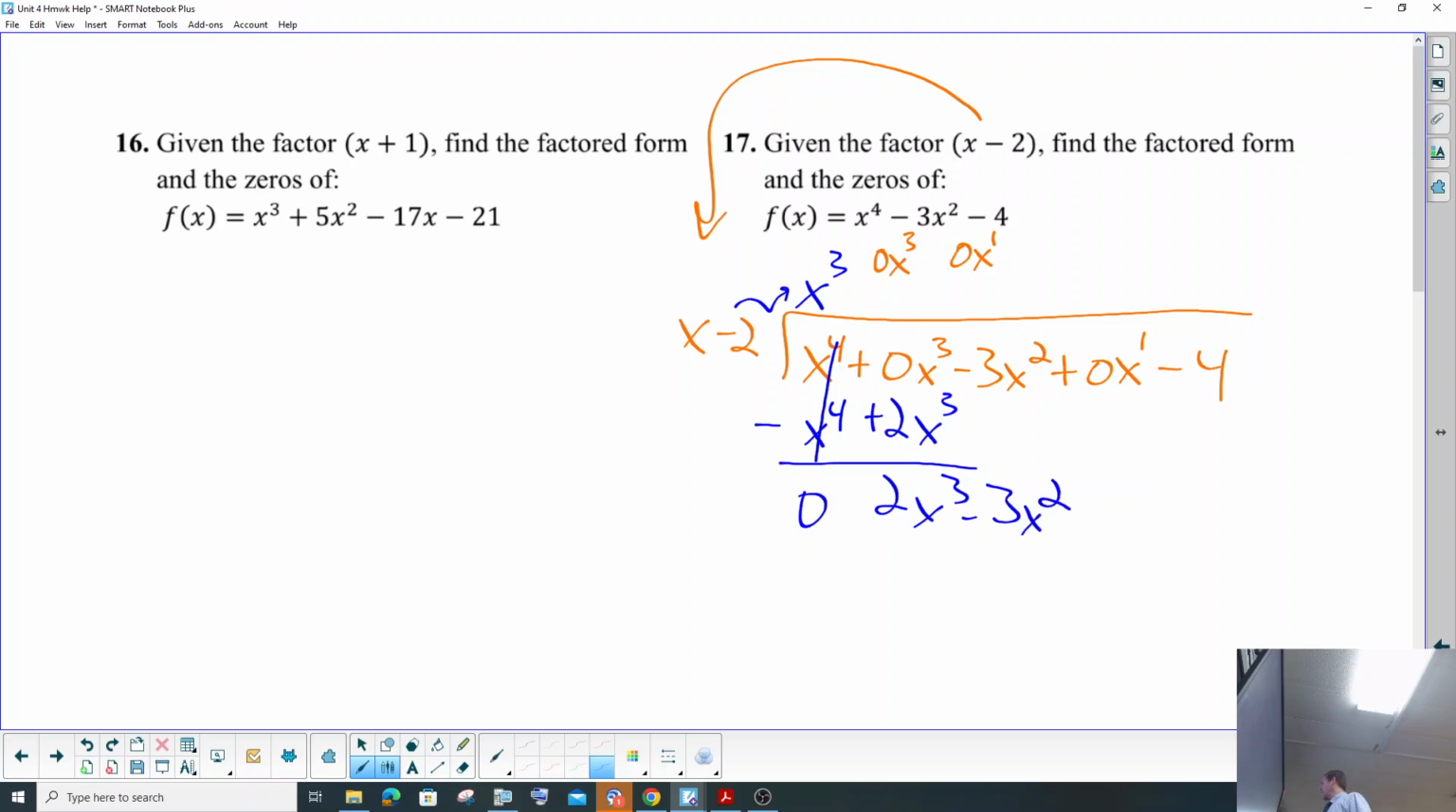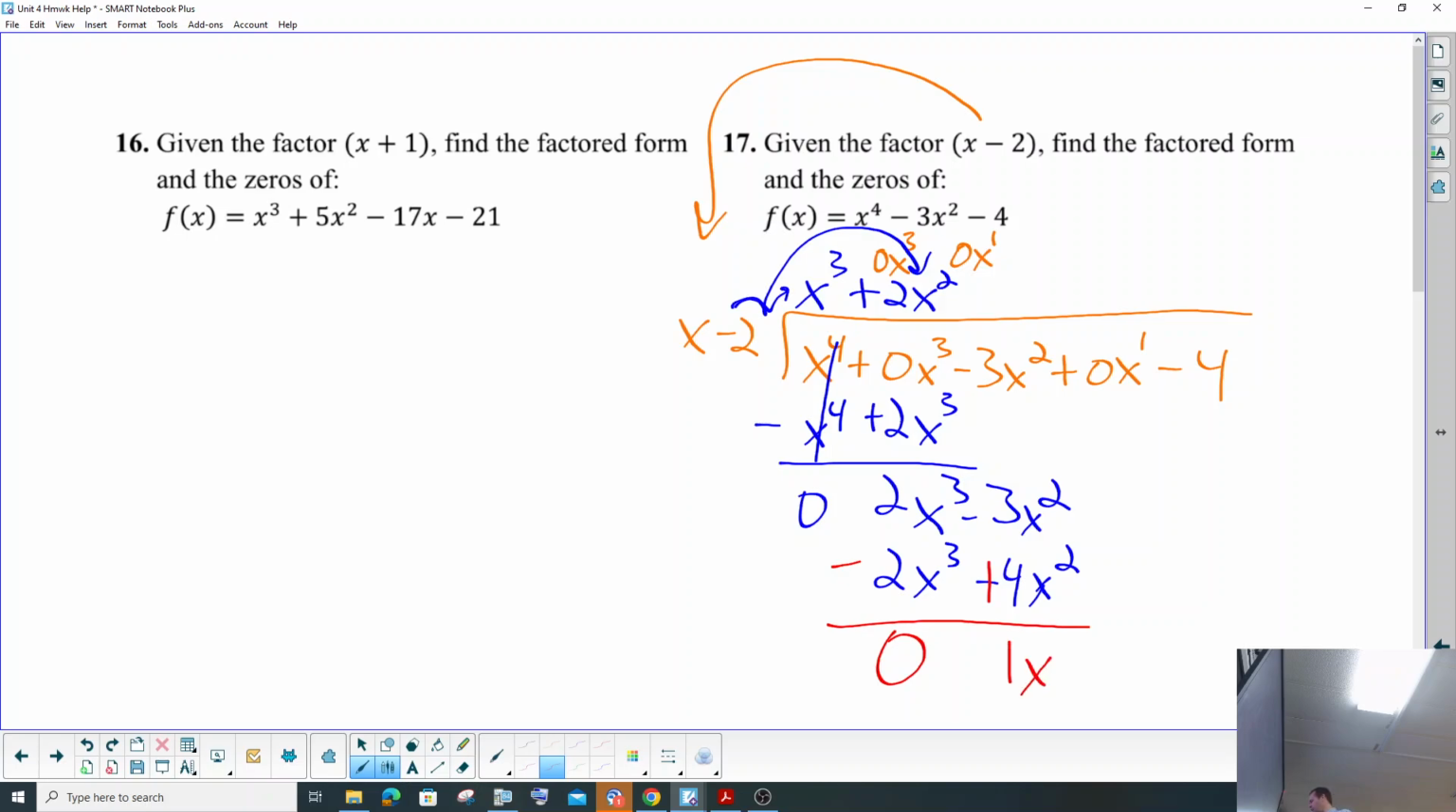Bring down 3x squared. How does x become a 2x cubed? Well, we need a plus 2x squared. So x times 2x squared is 2x cubed. Good. Then negative 2 times 2x squared is a negative 4x squared. Change the signs. So then we change those signs. That goes away. 4x squared minus 3x squared is a 1x squared. Good. And then we bring down our placeholder.